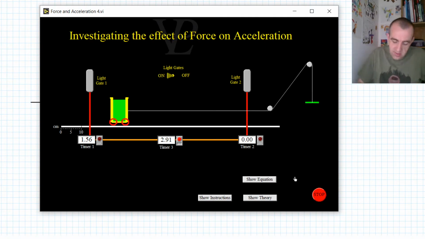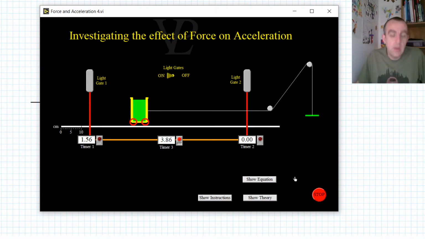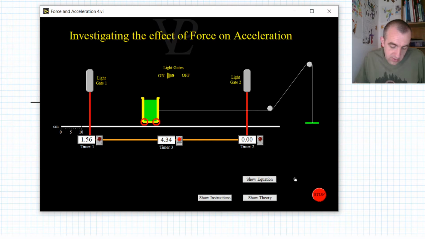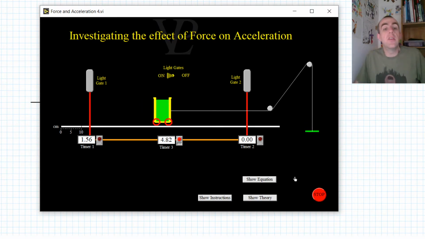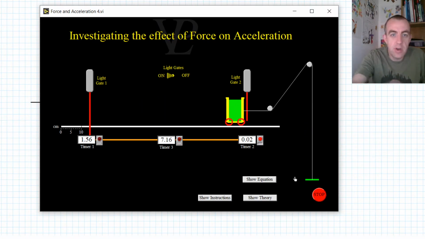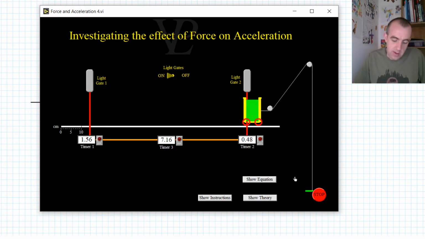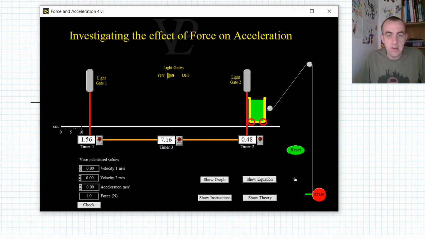Initial speed is 0.1 divided by 1.56, which is 0.0641 meters per second. Just arriving at the second light gate there. And so that's 0.1 meters divided by 0.48. That gives us 0.208 meters per second. Take the difference, which is 0.1442 meters per second, and divide that by the time between those two measurements, 7.16, which gives me my acceleration.